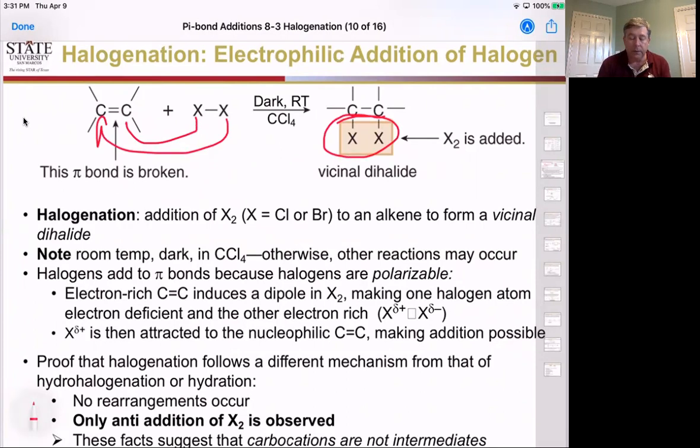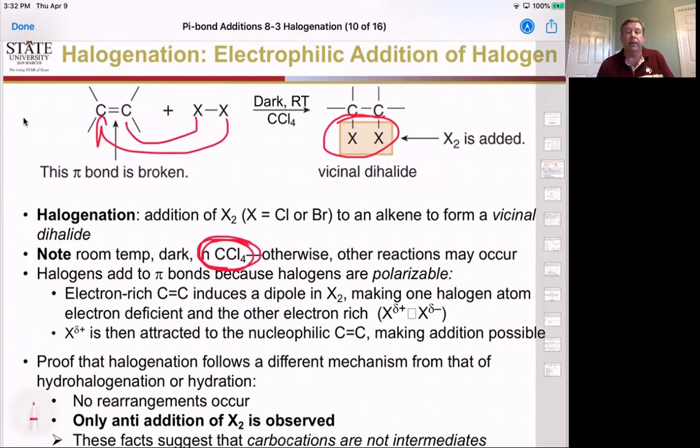Now, we also want to do this in a solvent like carbon tetrachloride. That does not participate in the reaction, because it's already halogenated, it does not consume any of the halogen. So whenever we do these reactions, we typically use a halogenated solvent or a solvent that cannot be halogenated, which is why we always do it in something like this carbon tetrachloride, okay?